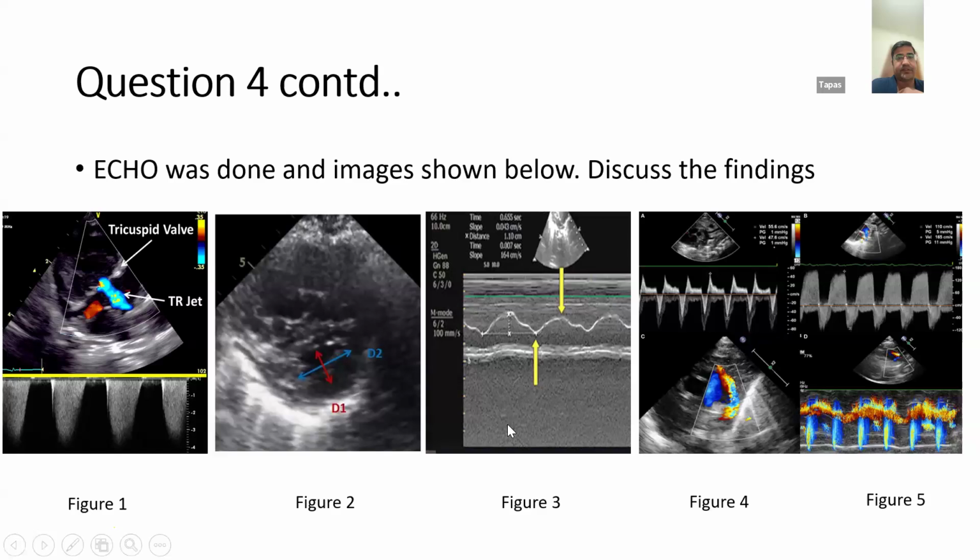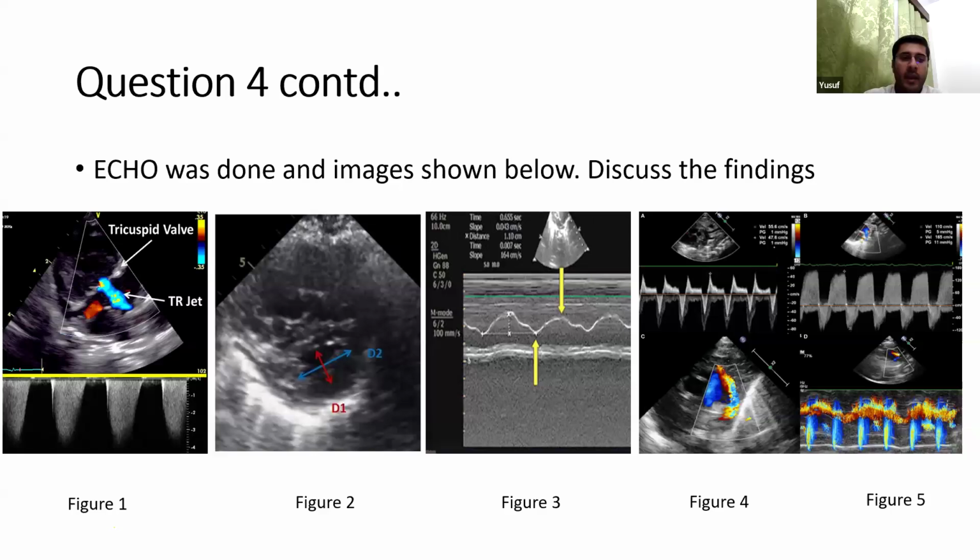This fourth image was discussed previously also. Okay, I think they have written correctly. So the first image is basically the TR jet, and the second is the eccentricity index. How do we calculate? What is the TR jet indirectly calculating, and what is the formula or equation it uses? Yes, 4V squared plus 5.